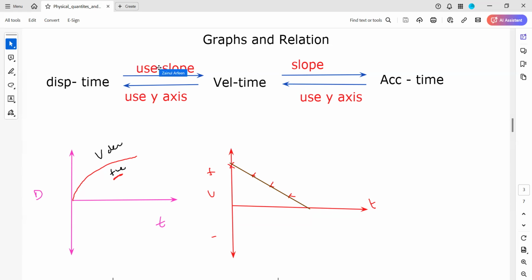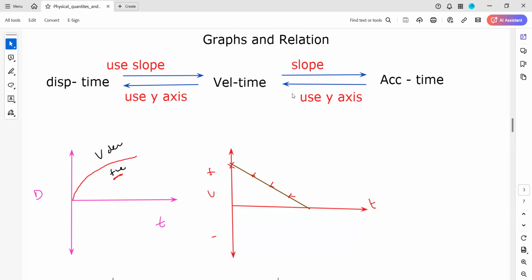So what we will do, if we have a displacement time graph, from a displacement time graph, we will use a slope. And after the slope, what we will do, we will plot on the y-axis. Not always a straight line. It can be an increase. It depends on how to know whether the change in the velocity is constant or the change in the velocity is same. Then you have to work out another thing, like you should know the acceleration of an object.